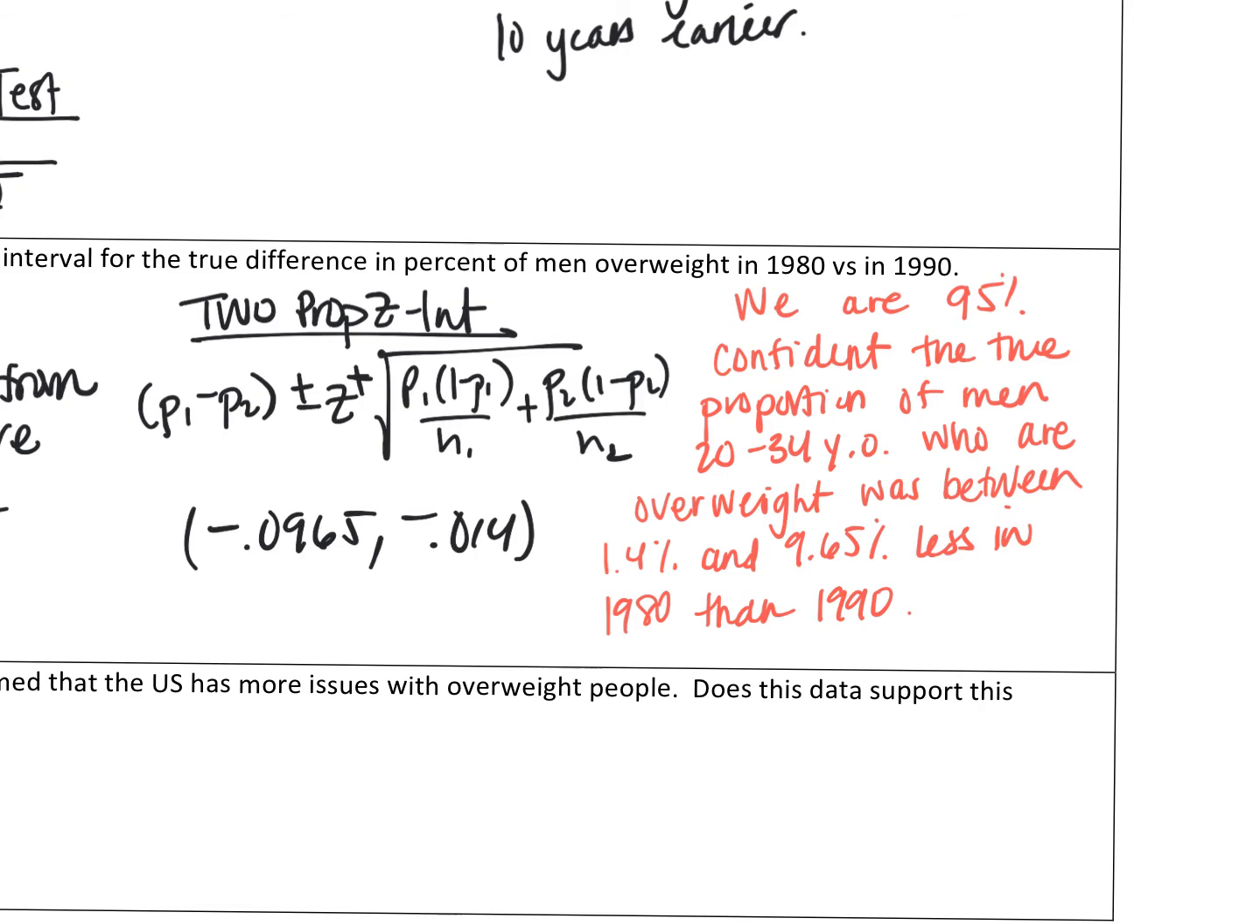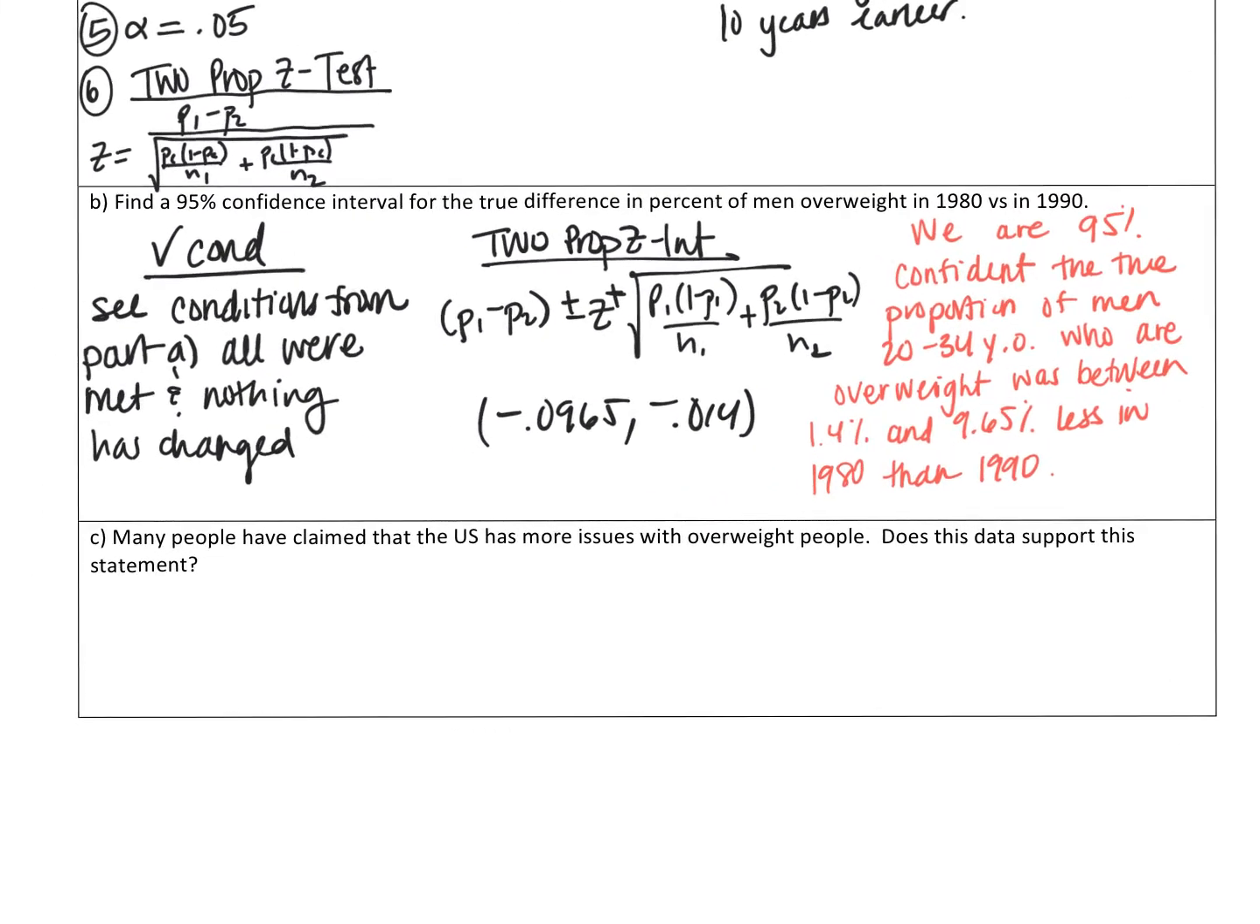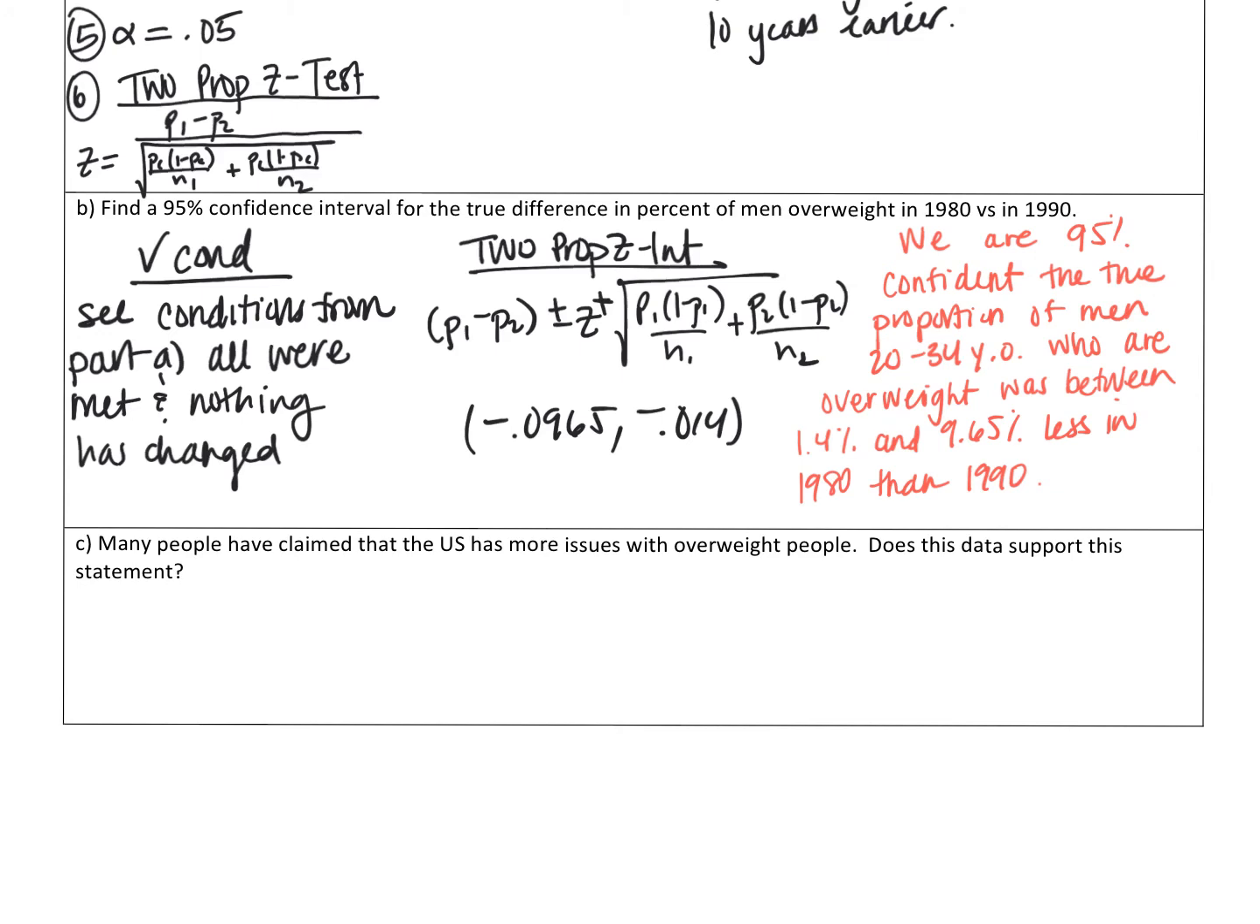All right. Let's look at this last question. Many people have claimed that the U.S. has more issues with overweight people. Does this data support this statement? I mean, yeah, I guess it does, because you're seeing the weight increase by between 1 to a little bit less than 10% in 10 years. So this would suggest that weight would continue to increase in the future. Okay, so there's another little verbal explanation for you that you guys can take and make what you want out of it.